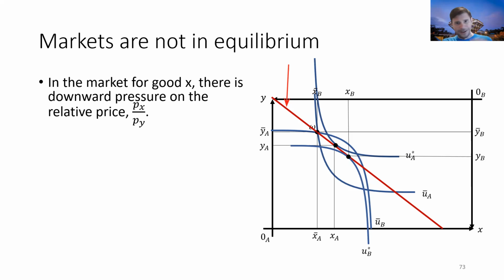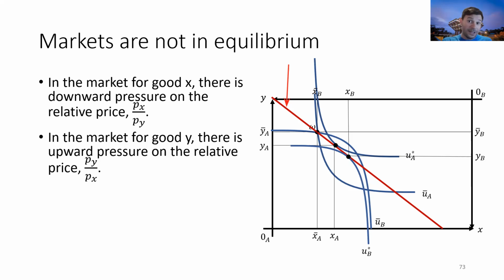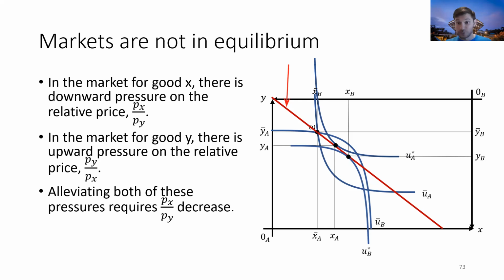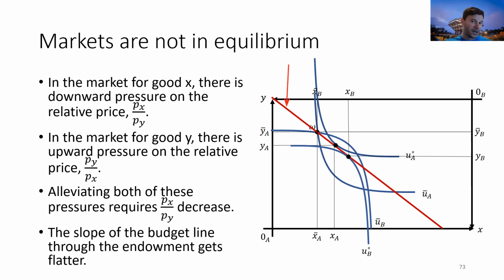Okay, so we're going to think about doing this. Let's rotate that budget line a little bit counterclockwise so it gets a little flatter. Right, that'll reduce PX over PY, which is the same thing as increasing PY over PX. And I'm going to suggest that that will alleviate both of those pressures in each market at the same time, the shortage and the surplus. And this is going to cause that budget line through the endowment to get a little flatter.